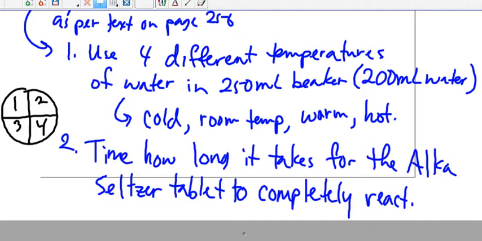The rate is going to be determined, basically we're not actually figuring out the rate, we're just looking at time. Which one's faster, which one's slower, etc. To be an actual reaction rate, we'd have to figure out how many grams of tablet we have and divide that by time, and then that would give us how many grams per second are being used up. But we're just going to look for time in this case.